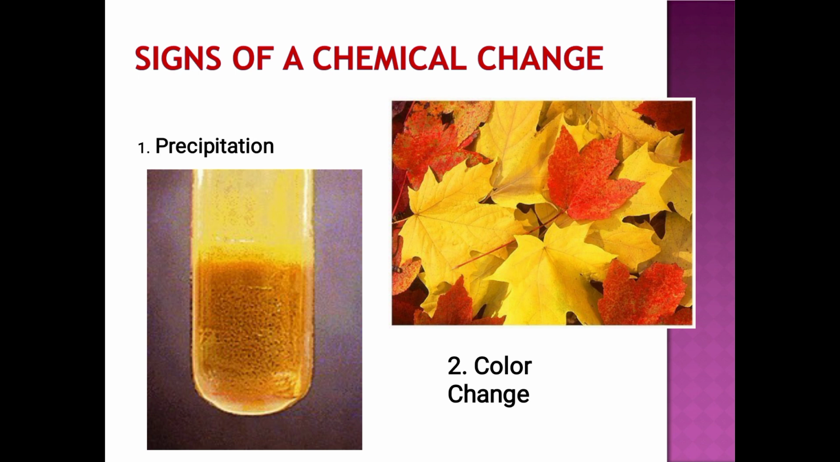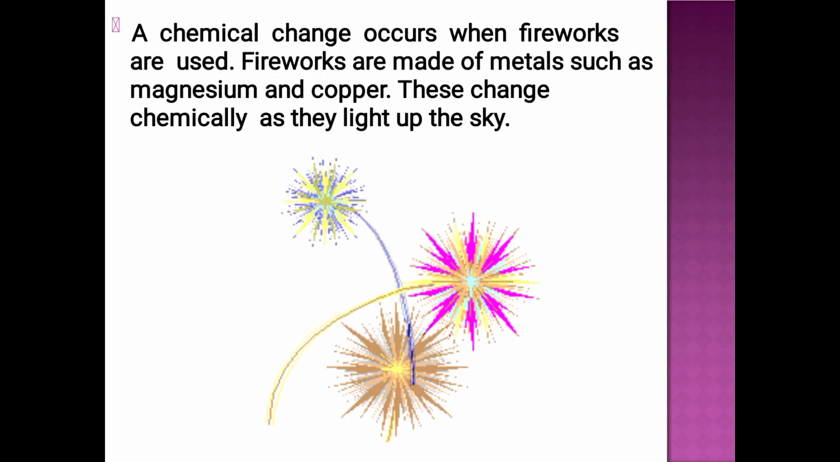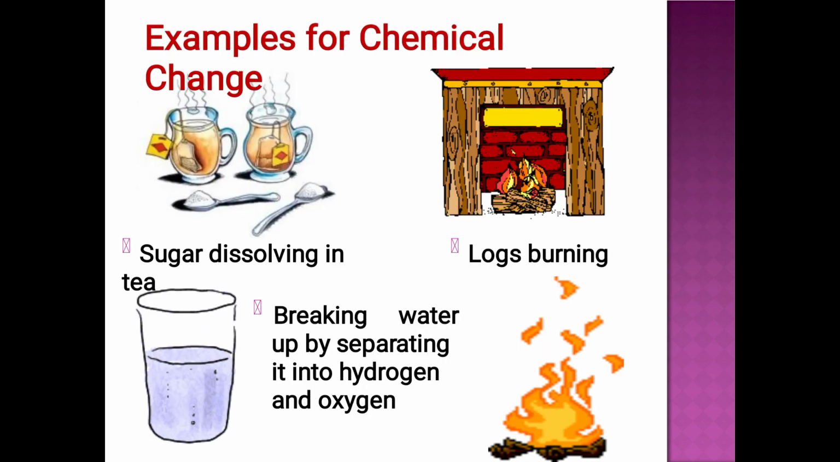Precipitation is a sign of chemical change. Change of color is also a sign of chemical change. Gas production, change in temperature. A chemical change occurs when fireworks are used. Fireworks are made of metals such as magnesium and copper. These change chemically as they light up the sky. Liquid fuel burning is a chemical change.